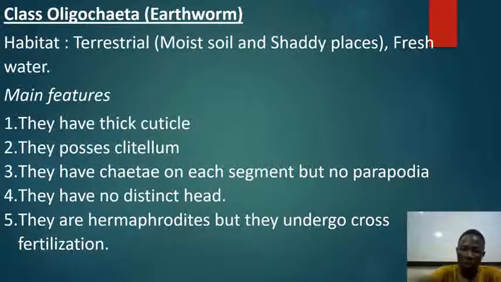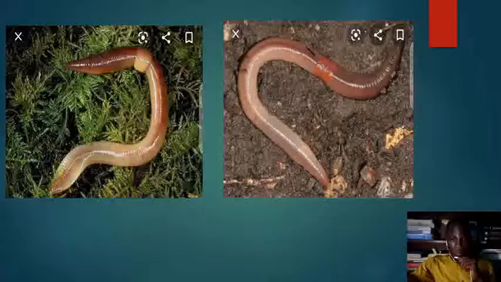So let's take note of this one. Here in our shot, we have an earthworm, an example of an organism in the class Oligochaeta. This is an earthworm. You can see this one is common. You've seen them a lot around.